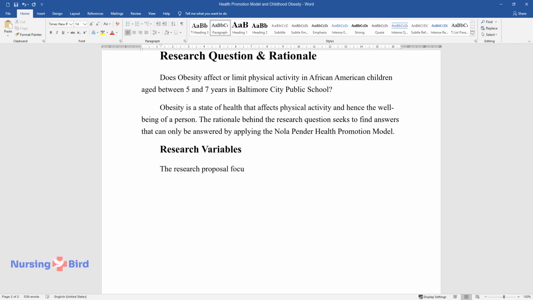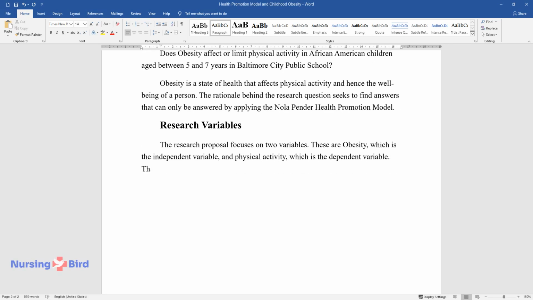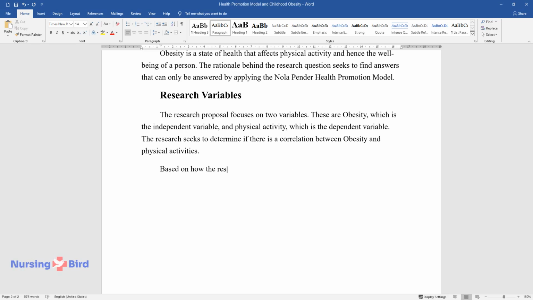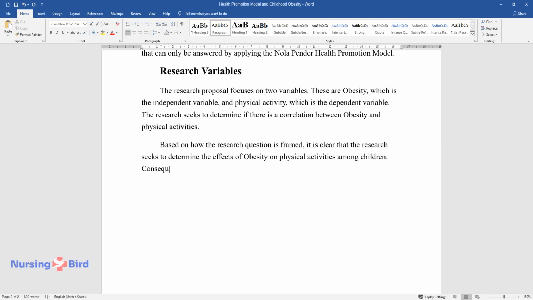Research variables. The research proposal focuses on 2 variables. These are obesity, which is the independent variable, and physical activity, which is the dependent variable. The research seeks to determine if there is a correlation between obesity and physical activities. Based on how the research question is framed, it is clear that the research seeks to determine the effects of obesity on physical activities among children. Consequently, it will focus on how the disease limits physical activities among children.